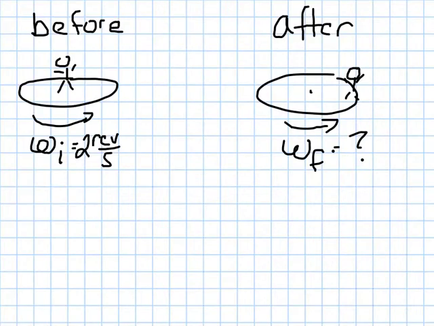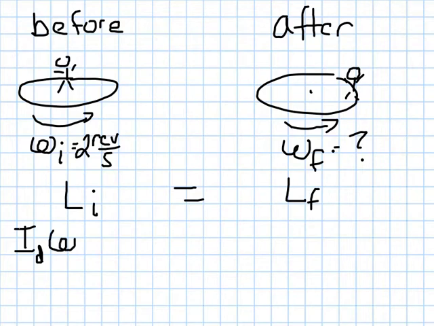So I've drawn sketches of before and after. The event that separates these is the walk from the center of the merry-go-round out to the outer edge. So a conservation of angular momentum problem, I'm going to set the initial angular momentum equal to the final angular momentum. The initial angular momentum, I will consider the moment of inertia of each object, so the disk, and multiply that by the rotation of the disk, which is omega initial.